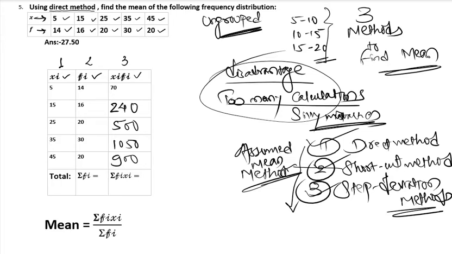Now we have to add them up. So 70 plus 240 plus 500 plus 1050 plus 900 is 2760, right? This will be 2760. Here you have to add all the frequencies. You see what they have written over here? Sigma fi, sigma fi xi.